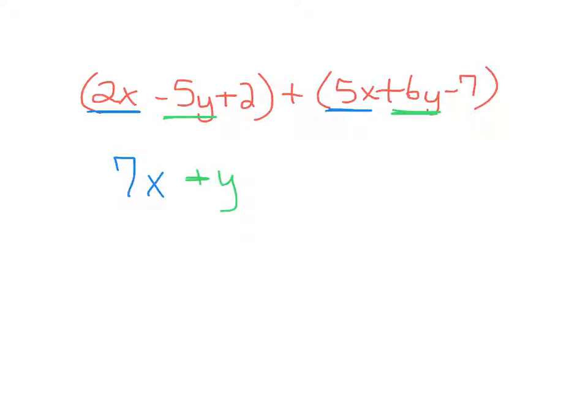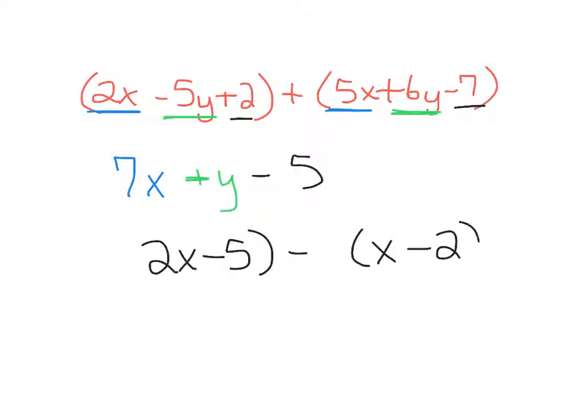And then I'm going to go back and add my constants, and 2 minus 7 is negative 5. When it's a subtraction problem, I'll just give you a real simple one. 2x minus 5 minus x minus 2.